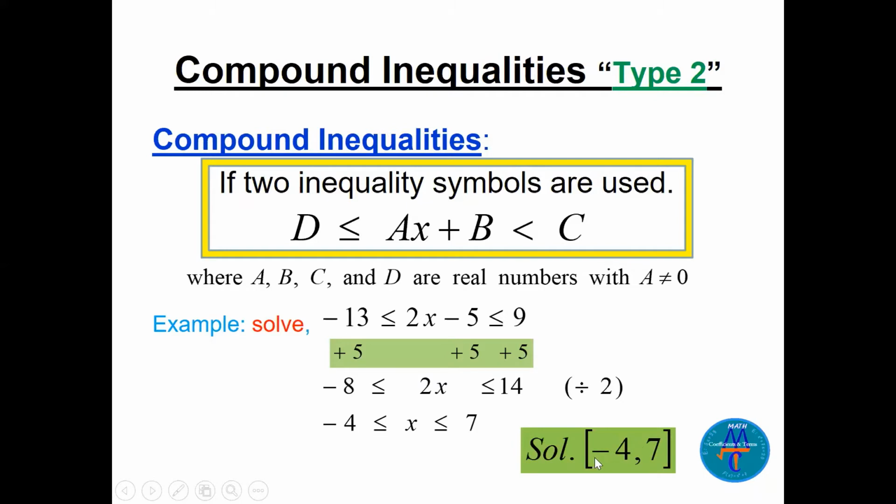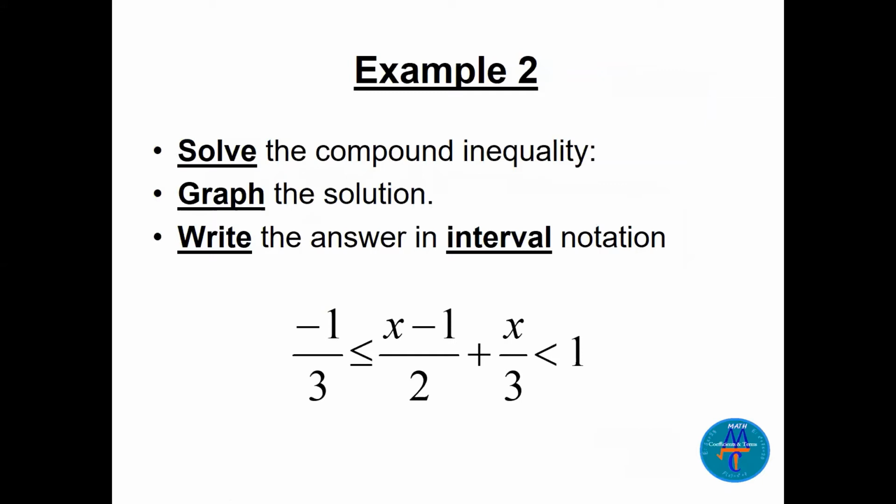Let's take a more interesting example on compound. Look at this, please. Nice question. Minus 1 over 3 less than or equal x minus 1 over 2 plus x over 3 less than 1. Clearly here we can see the LCD is 6. So we multiply this by 6, this by 6, this by 6, and this one also by 6. Let's solve it, graph it, and write the answer in interval. You want to try it, please? Okay, let's wait. And then it's time to see the solution.